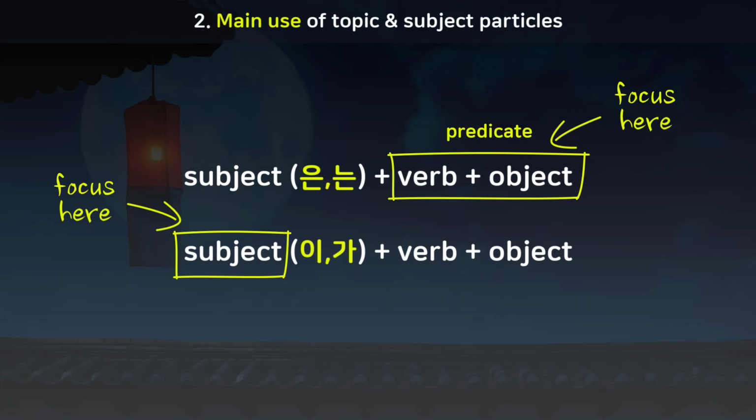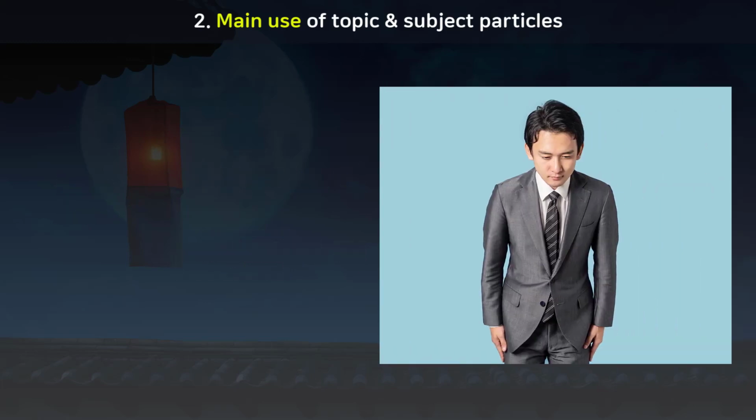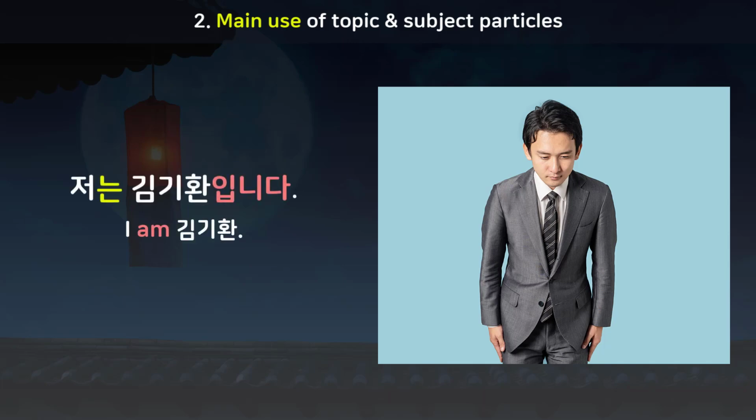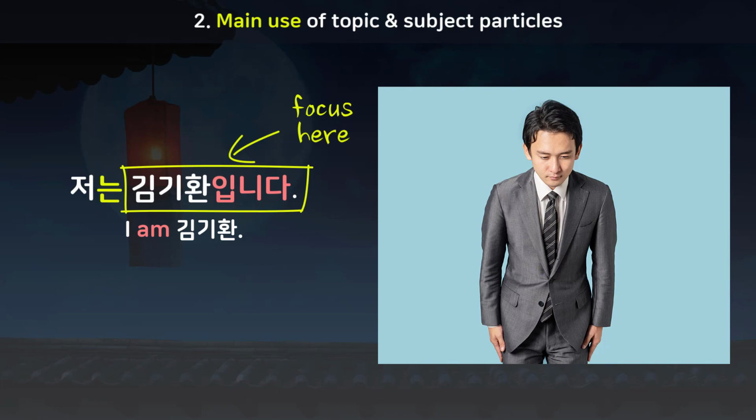Let's consider some example situations. First, when we introduce ourselves in Korean to others, we always say 저는 김기환입니다. I am 김기환. 저는 김기환입니다. And the reason why we use topic particle 는 with the subject 저 in this sentence is because when we introduce ourselves, the important information is the name rather than who Kim Ki-wan is. So the important information is what comes after the subject.